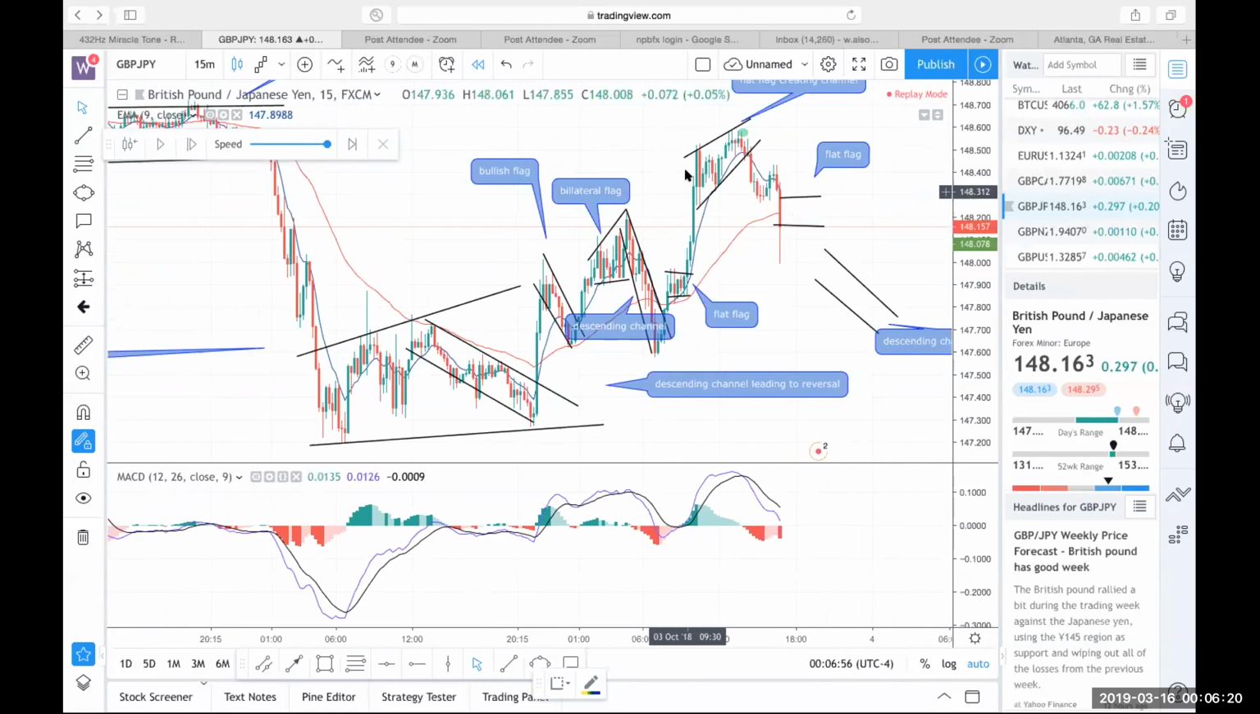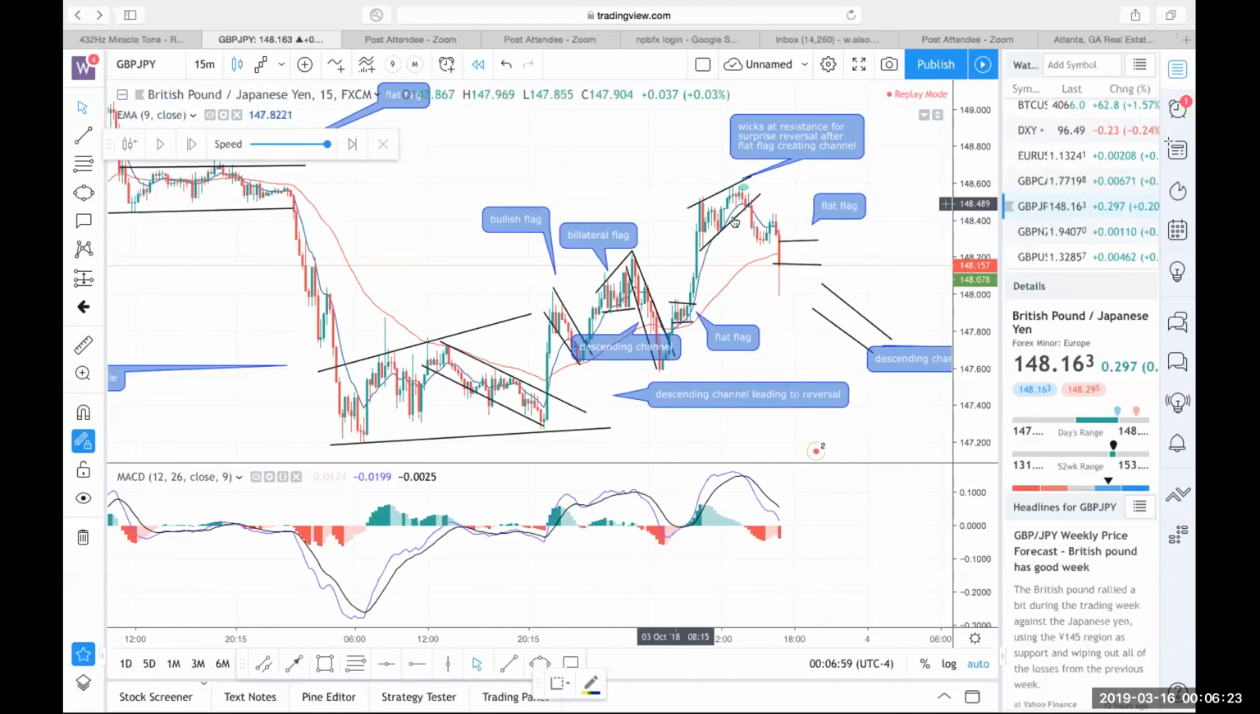We got an ascending channel. I didn't put that. I'm pretty sure you all know what that is by now. Wicks at resistance for a surprise reversal after a flat flag creating a channel. So this was my flat flag right in here. But patterns change. The main thing that was hard for me to learn and master, and I literally just learned this dealing with a new method last week.